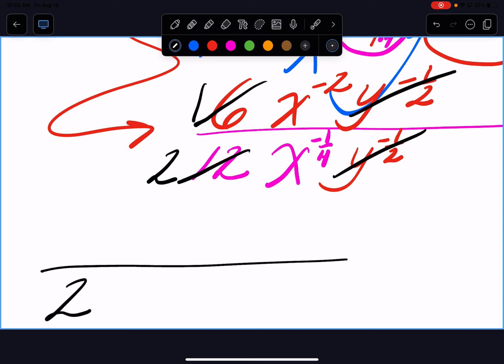Yes. Now you can do the quotient property. And if we do that, what do we do? We put x on top, and what do we do with the bottom? Minus the bottom. Yep. So you do -2 minus -1/4.